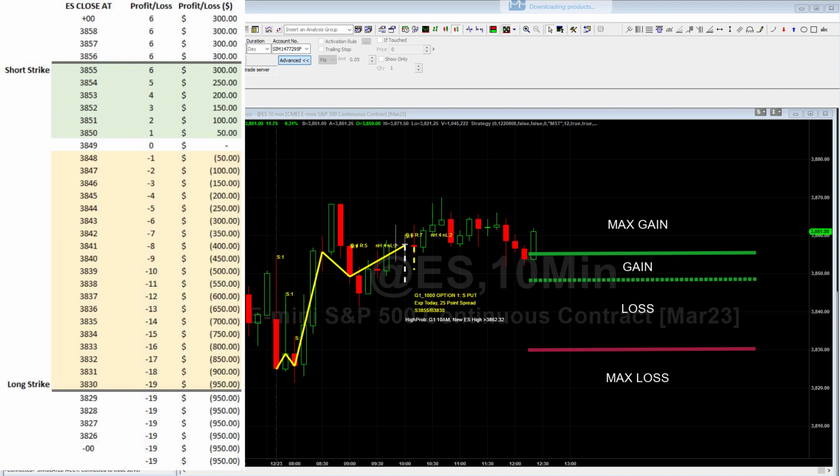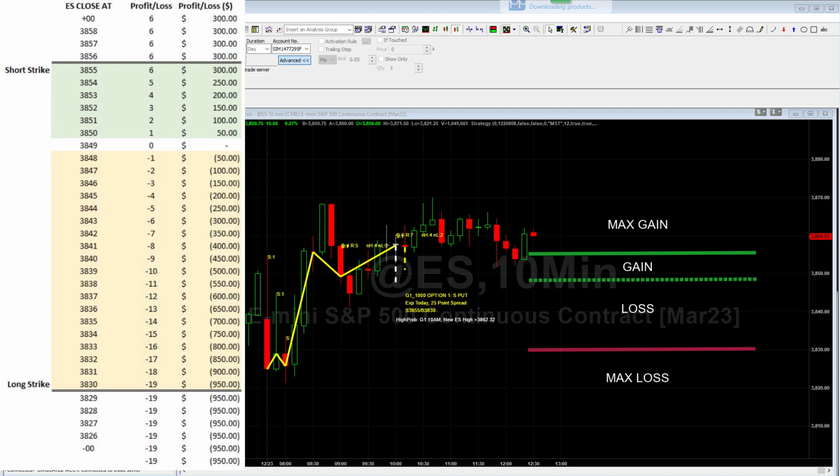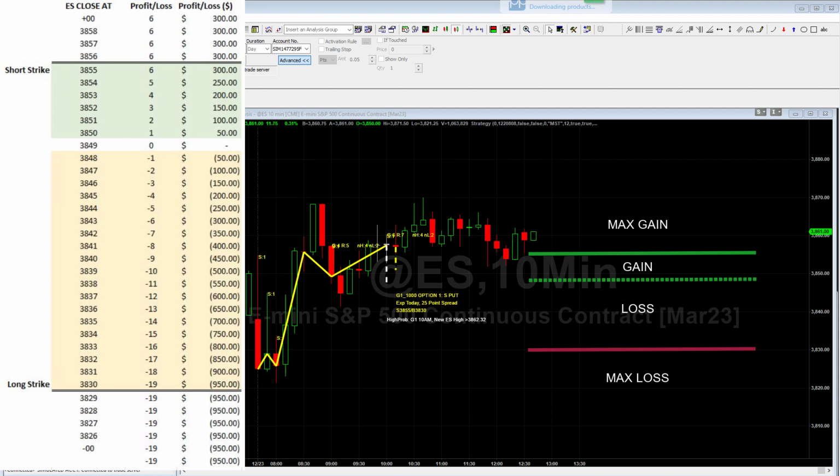In fact, it could go all the way to 38.50 and we would still be profitable on this trade. So we could be wrong on the bullish position and still be profitable. Now, depending on how wrong we are, that's what determines how big the loss is. So if the market were to close at 38.49, we'd be break even. 38.48 would be a $50 loss, and so on until you get to 38.30, where it hits the max loss.